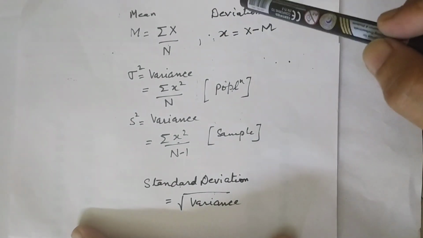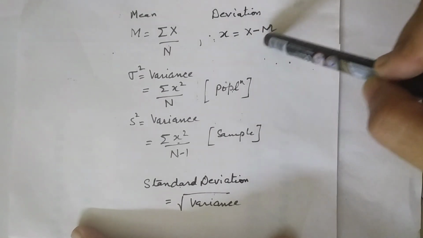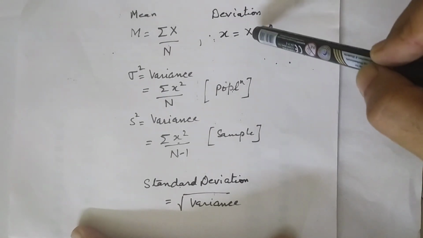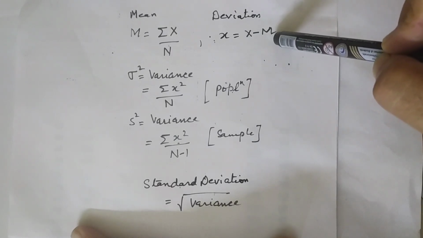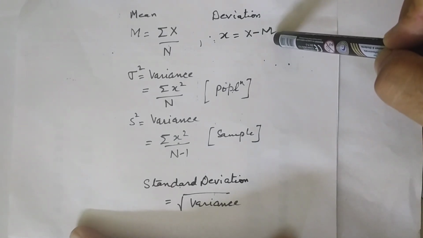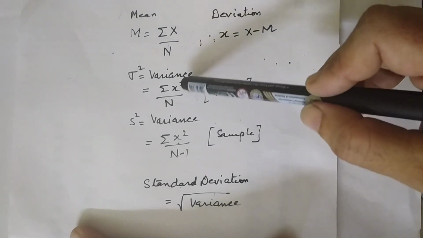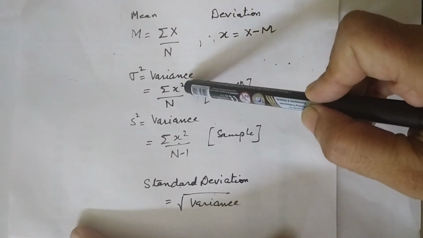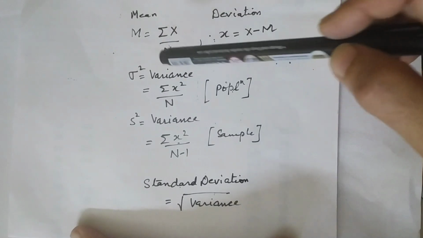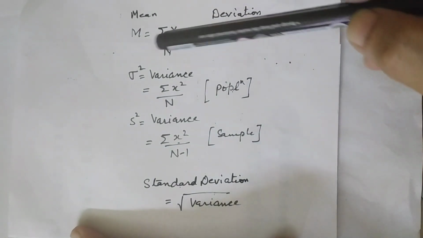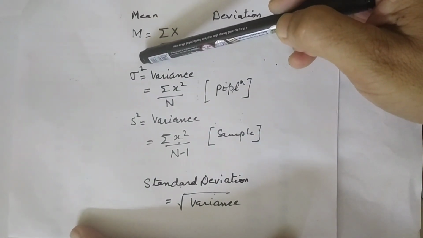Deviation is the deviation of each of the scores from the mean. That means if x is one score, then x minus m is the deviation from the mean. After calculating the deviation, we find the square of all the deviations and add them, and divide it by n. That becomes the variance for the population. Variance of the population is denoted by sigma square.